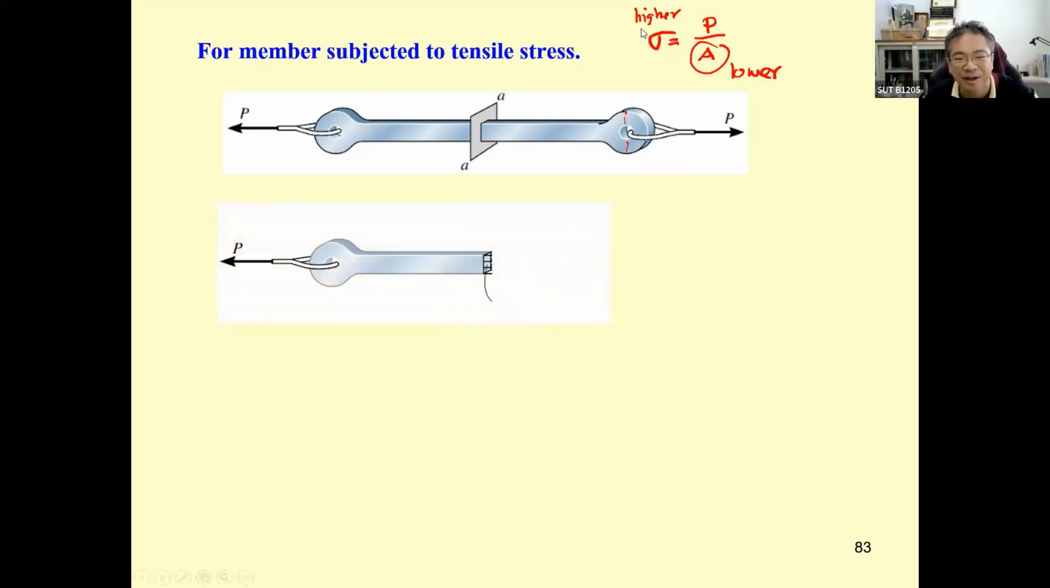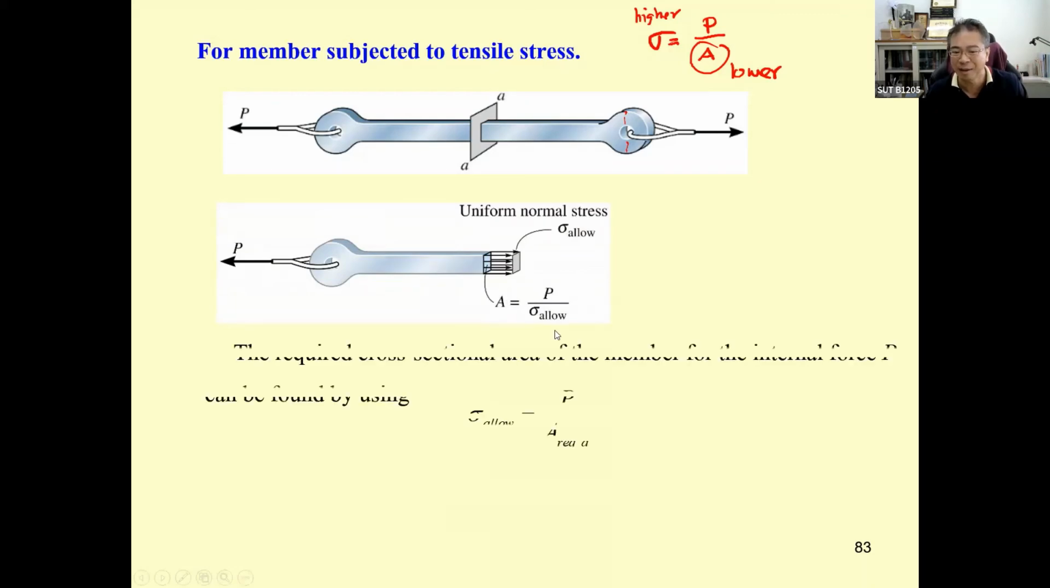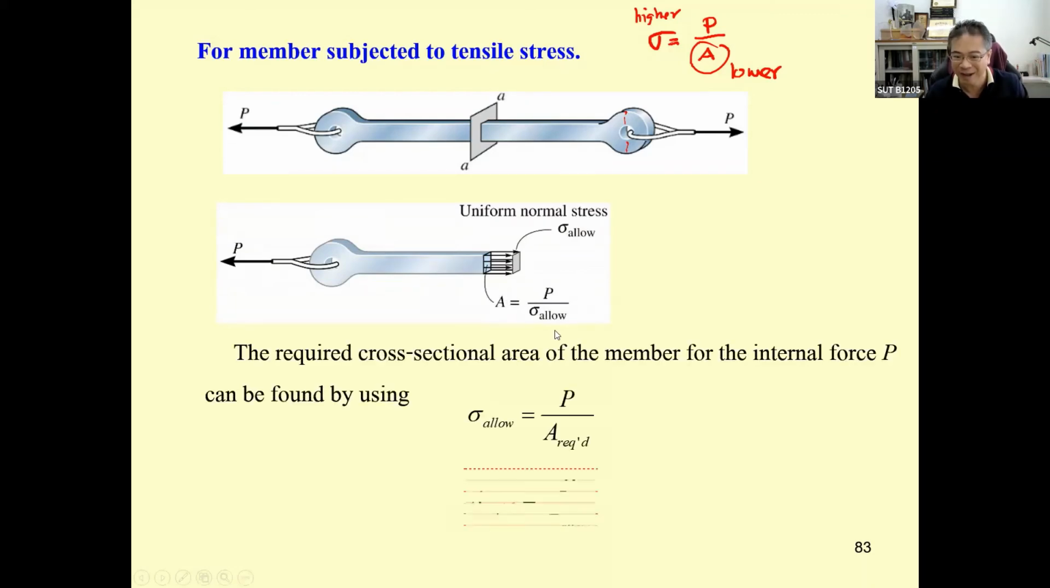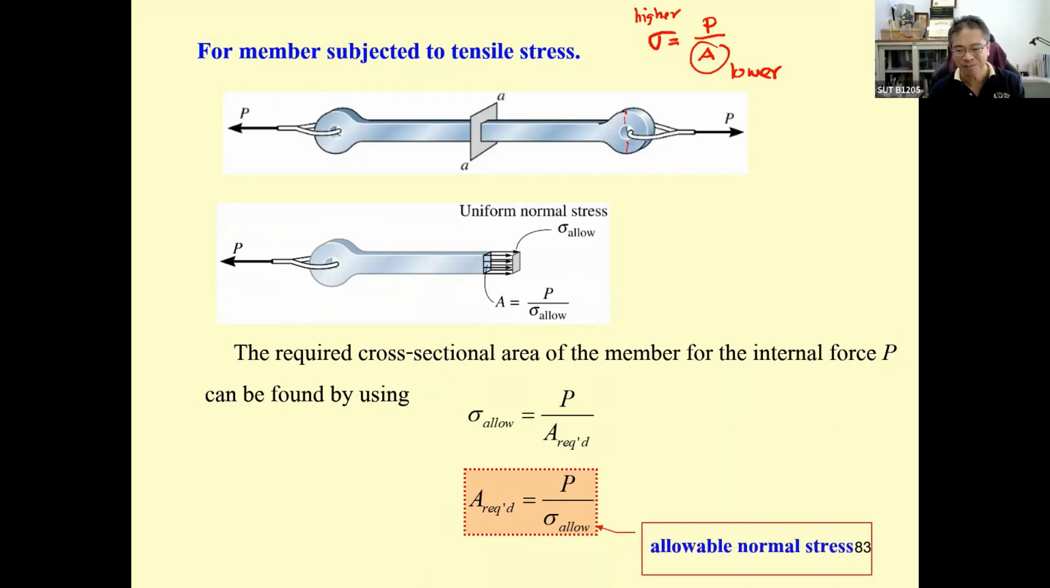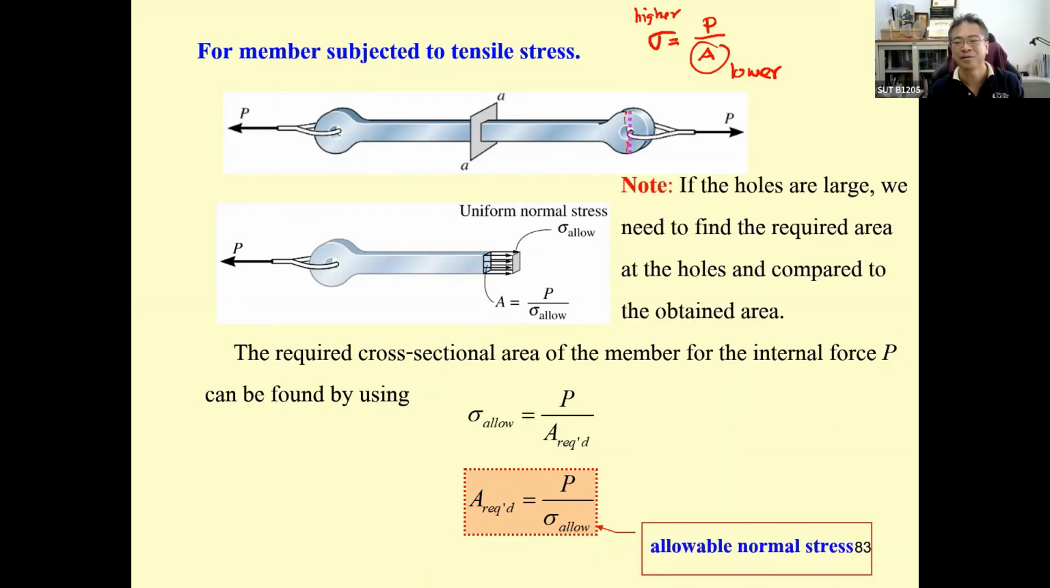So this one is going to produce the stress. So the area is the main thing. It's going to be equal to P over sigma allowed. And when you get the area, you've got to check also which portion is going to be the control portion. Now we move a little bit further.